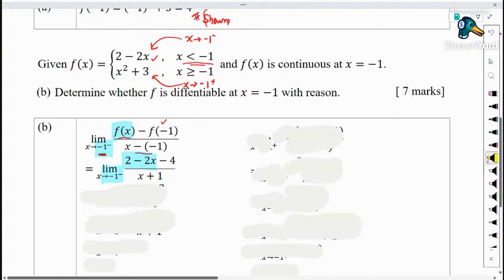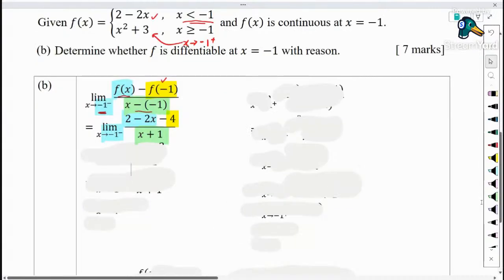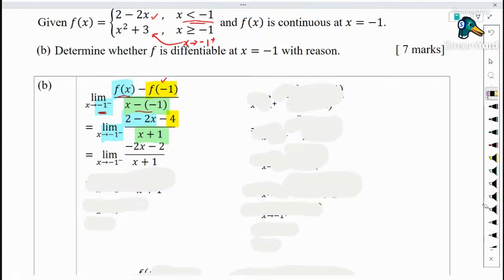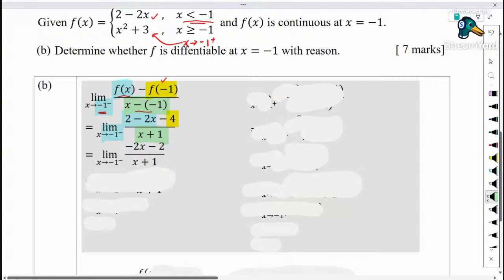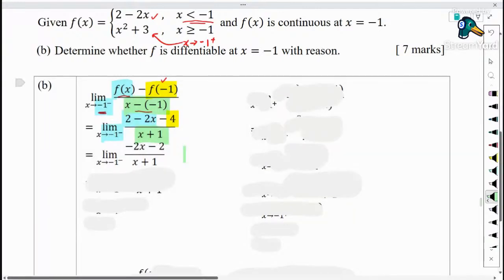Substitute f(-1) as we calculated in part A. Then lastly, simplify the denominator. Reaching this moment, we proceed to simplify the function on top. We find that we have the answer -2x minus 2. After we finish simplifying, let us try direct substitution into the function and see if we are able to get a real number answer for the final solution.